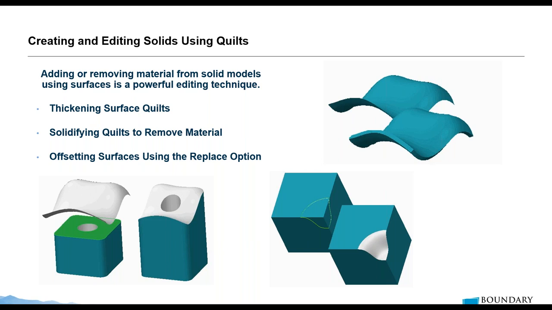Then we're also going to use the offsetting surface, and while we're offsetting it, we're going to replace it as well. You can see in the bottom left hand picture over there, we're going to extend the solid model, and that's going to take the shape of the surface that we've designed.